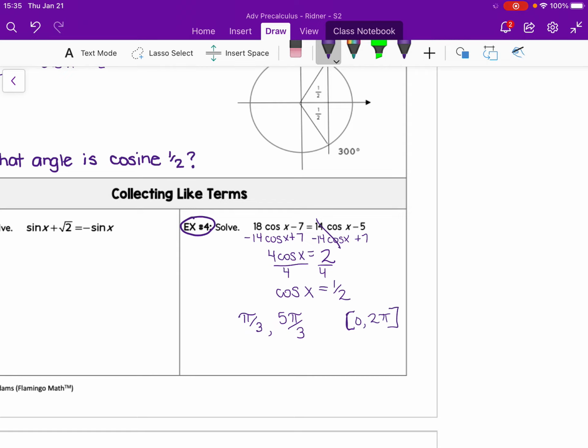If I want the general form, meaning that it could be anything, I would do pi over 3 plus 2 pi n. That means that I could go around 5 times, still be at the same spot, so therefore the same answer. I could go around -4 times, be at the same spot, therefore the same answer. And I would write that for both of them as just the general form.